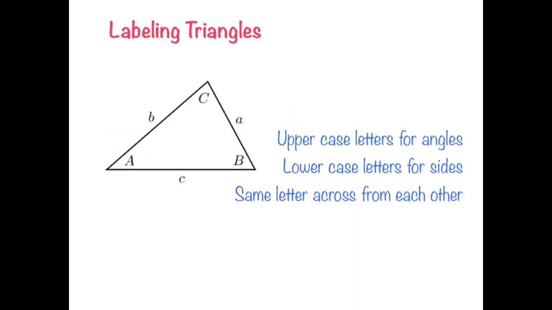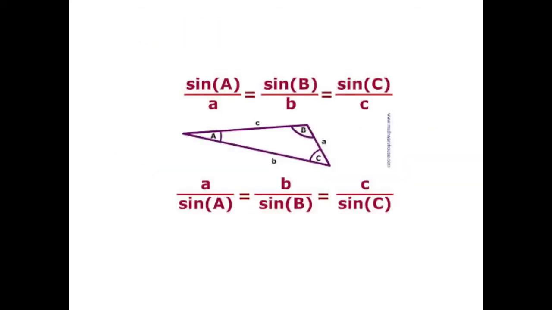Before we can start off with the law of sines, you need to understand a couple of conventions. Uppercase letters are used for angles, lowercase letters are used for sides, and the same letter will be labeled across from each other. So lowercase a, or side a, will always be across from angle A. So the law of sines can be written in either one of these ways.